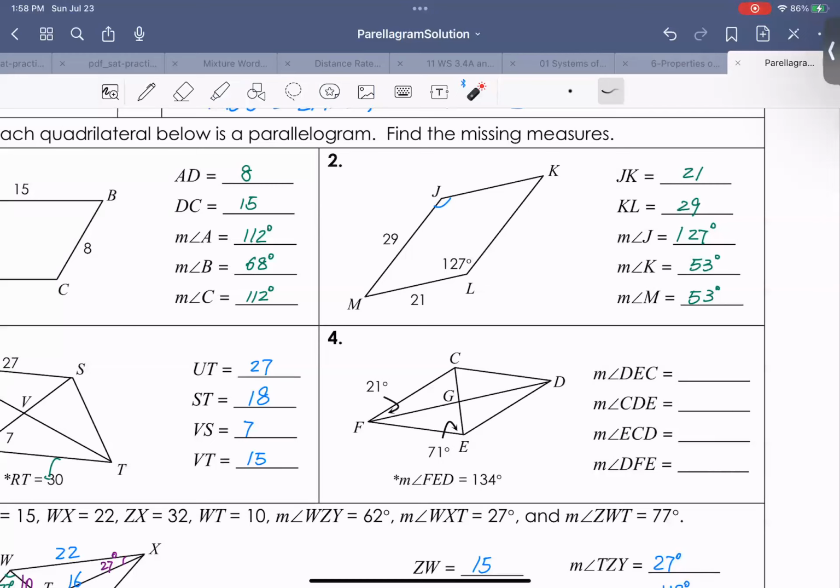Next one, let's see this one. Let's see. Good. Annie, yes.